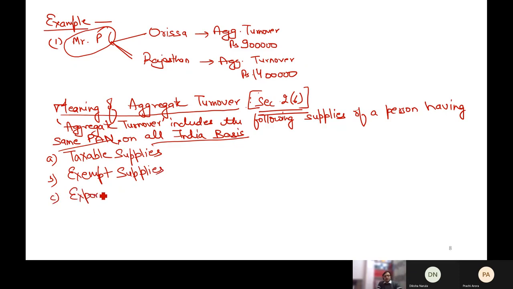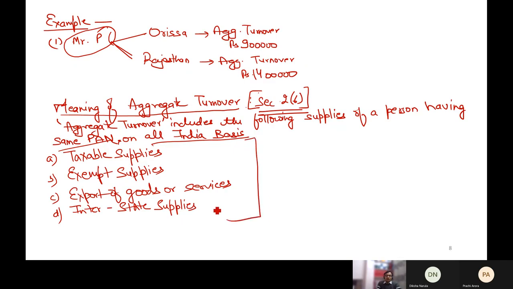Export of goods or services, and interstate supply of goods and services, interstate supply. These four constitute aggregate turnover, and what it does not include. So I have to do the total of these four.